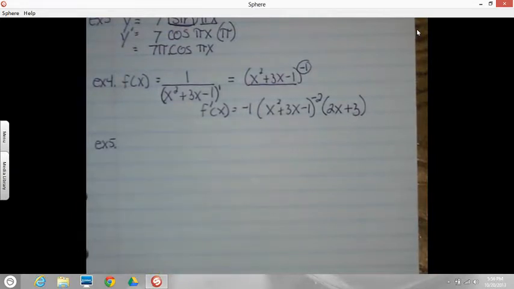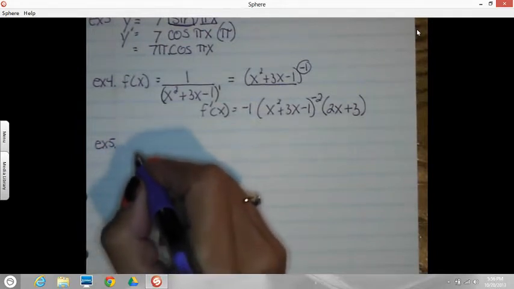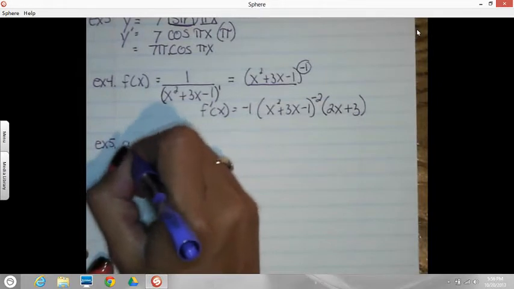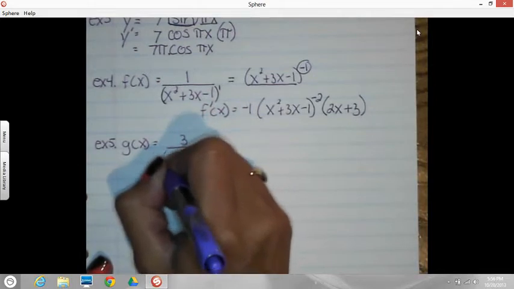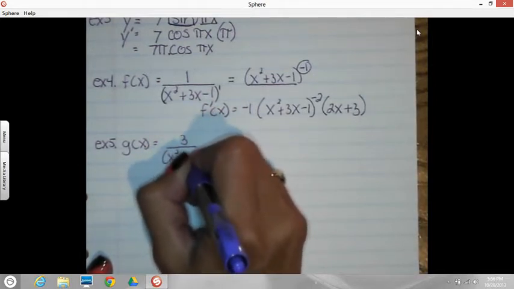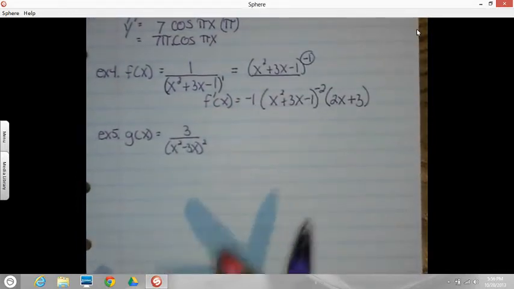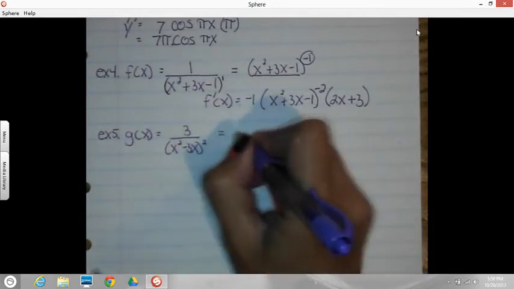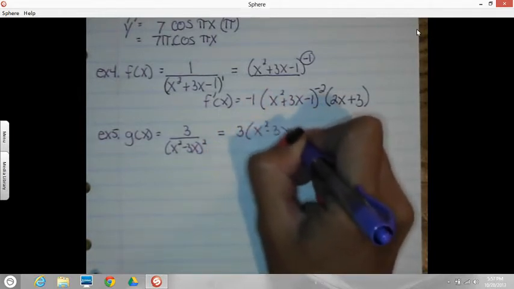Try another. G of x equals 3 over x squared minus 3x, the quantity to the second power. Again, you don't have a rule for this. We've got to get that to the top, and we know you can bring that up and make it a negative exponent. So it's going to be 3 times the quantity x squared minus 3x, all raised to the negative 2 power.